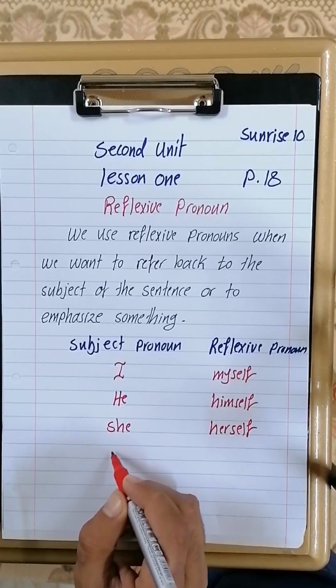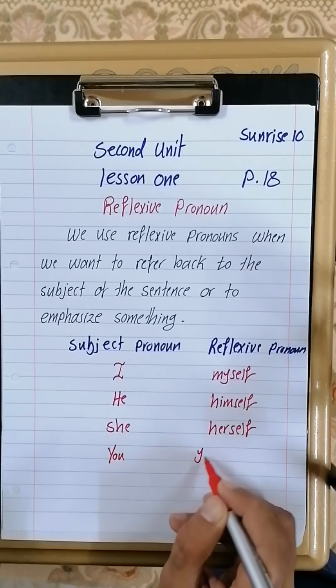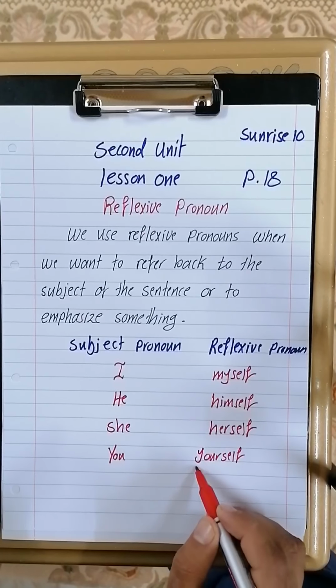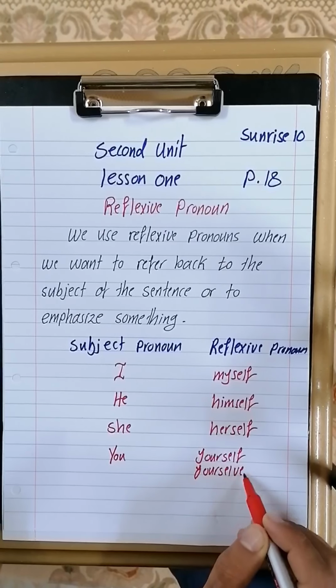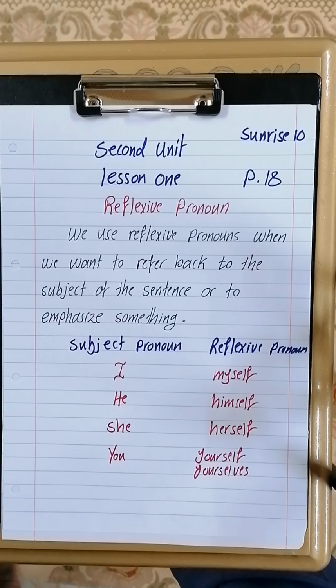The reflexive pronoun of you can be both, either yourself or yourselves. You see, you can be either yourself or yourselves. If we want one person, only you, then we can say yourself. If we want to say more people, for example, you guys, in this case it is plural, we have to say yourselves.